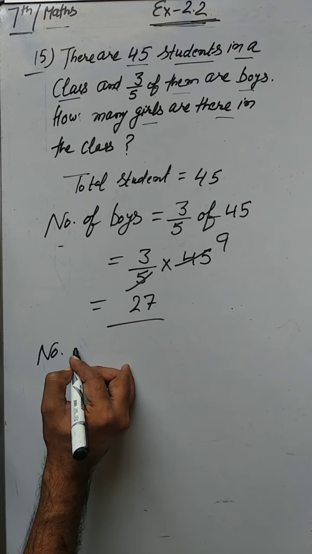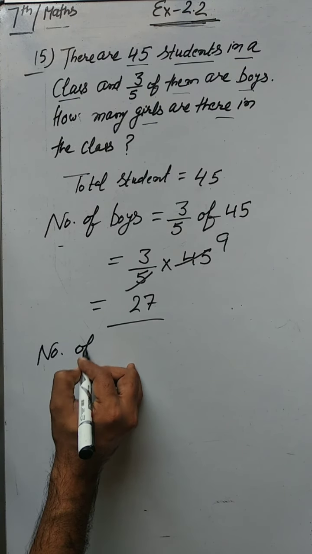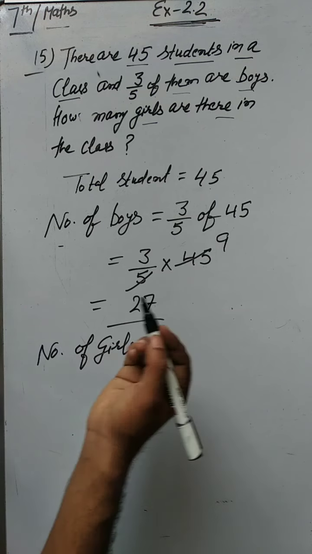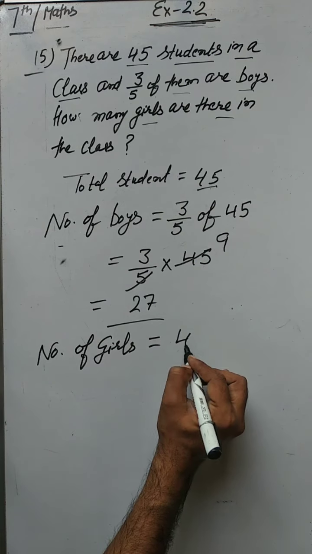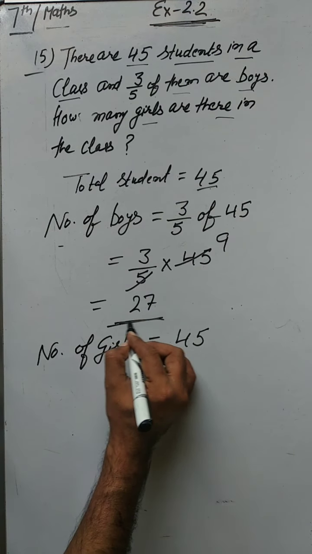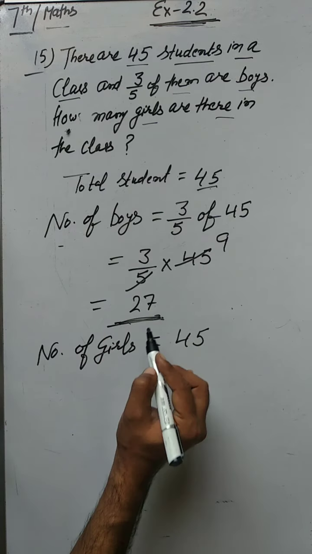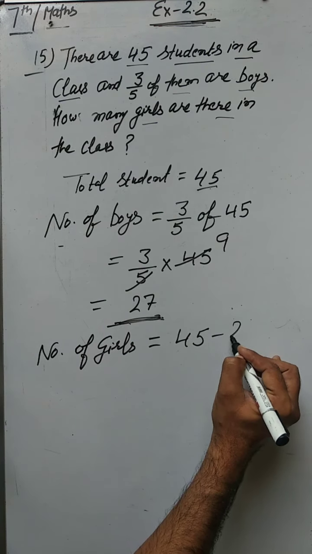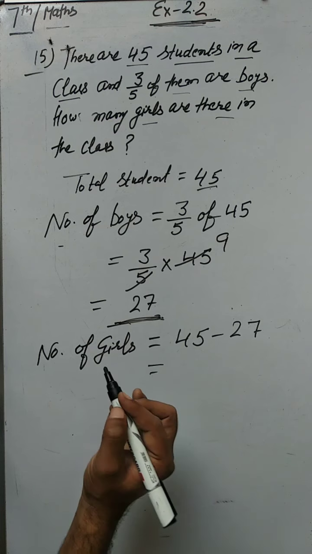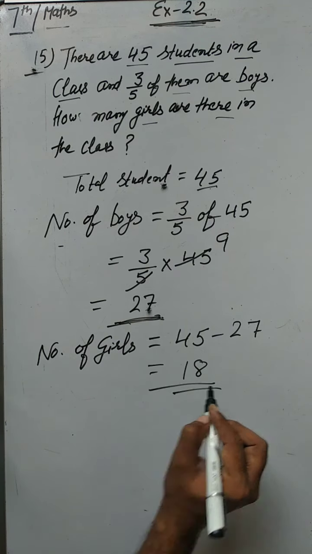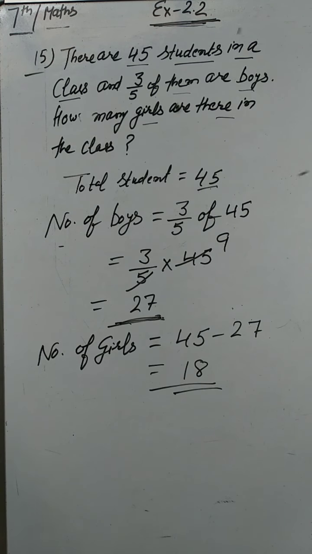Now you can easily find the number of girls in the class. Now the total students are, beta, 45. Out of them 27 are boys. So the number of girls is 45 minus 27, equal to 18. Understood beta? So there are 18 girls in the class. Clear?